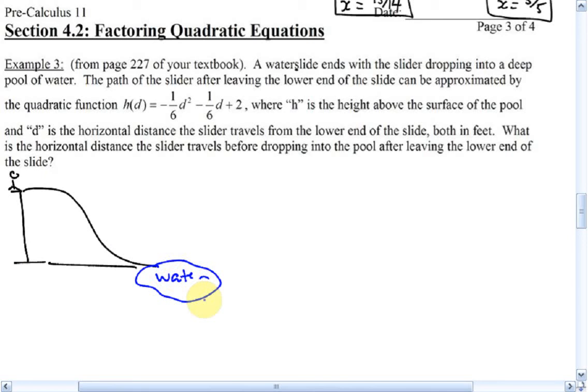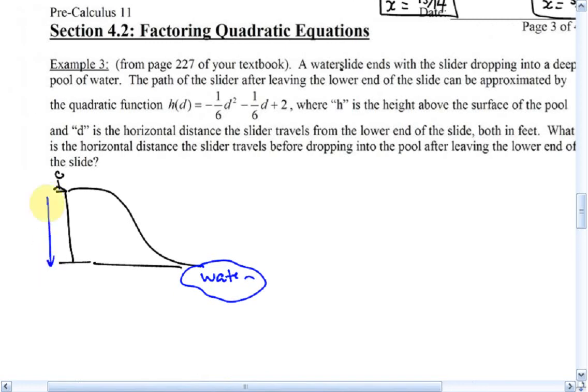Okay? All right, now, here's what the question is saying to you. The path of the slider leaving the lower end of the slide can be approximated by this function. So h is the vertical height above the surface of the pool, and d is the horizontal distance you traveled. If you want to take a look, this is h, and this is d. Where are his arms? He has no arms. He's sliding face first.